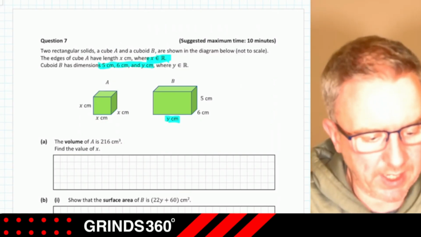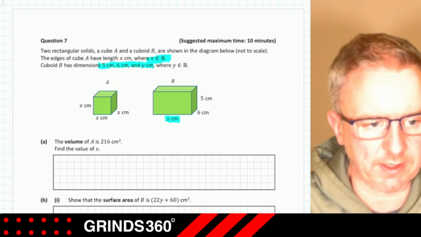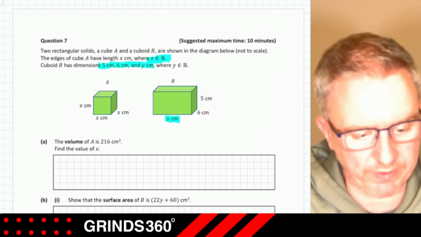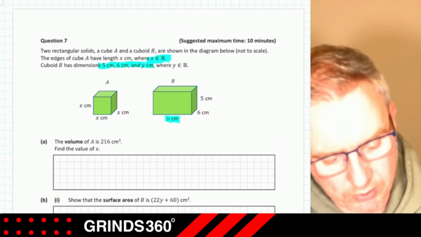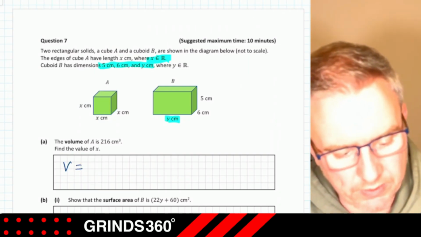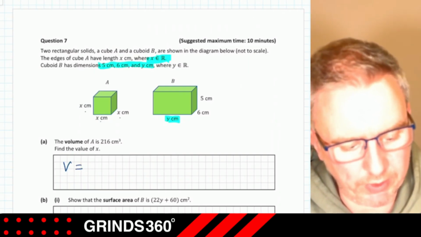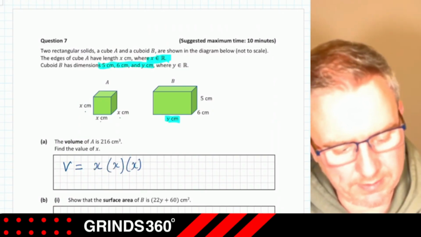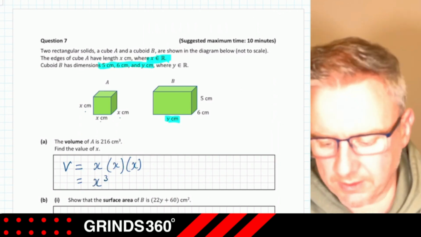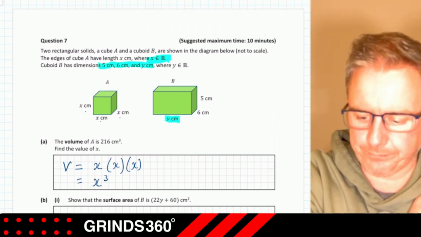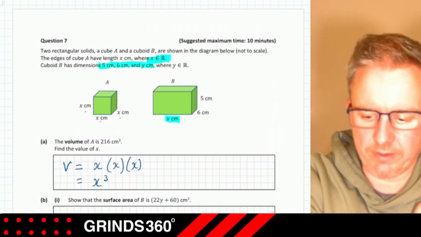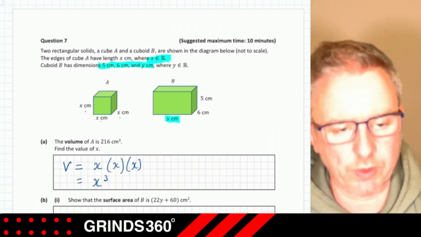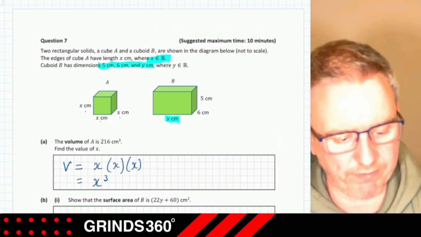They start off and they tell you that the volume of A is equal to 216. So we're going to get the volume of the cube written down. The volume is my length by my width by my height, so x times x times x. So we are saying x cubed is my volume there. Any work of merit is going to get us on 2. This was a 5-mark question, so we're already on 2 out of 5 here. We've passed the question, we're on 40%.